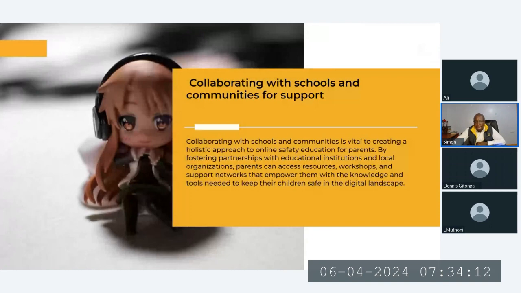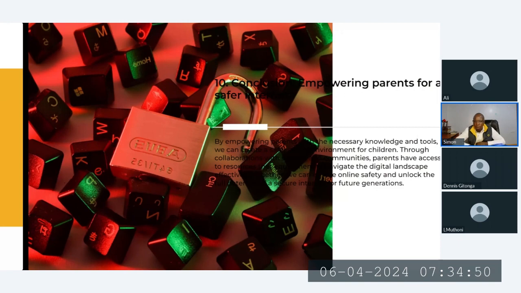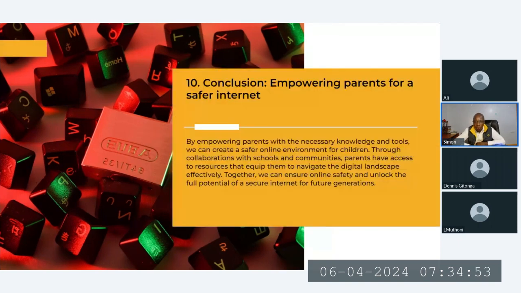So that's the third. The fourth one is you need to collaborate with your school and communities for support. And these communities could be your churches, could be the schools that you're going, could be the clubs where all your kids are going. And by creating a holistic approach such that when they go to church, the same message is being communicated. When they go to school, the same message is being communicated. And they have a safe access, not being denied access, but they have a safe access to technology, then it's going to help us actually fight this demon of online attacks to our children.